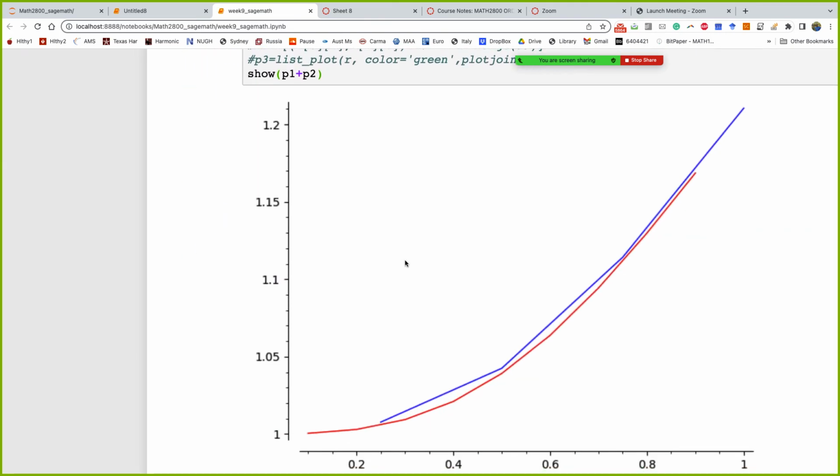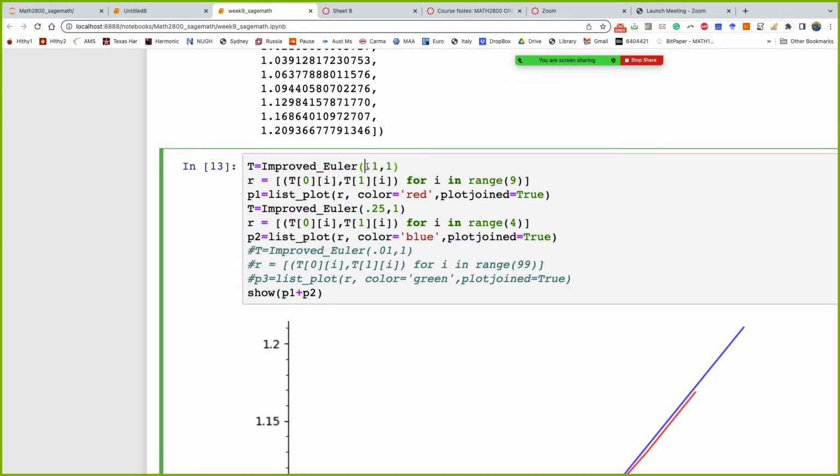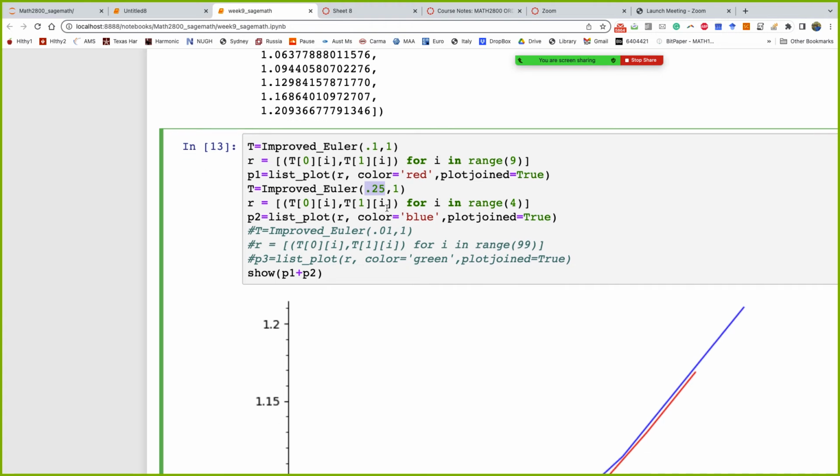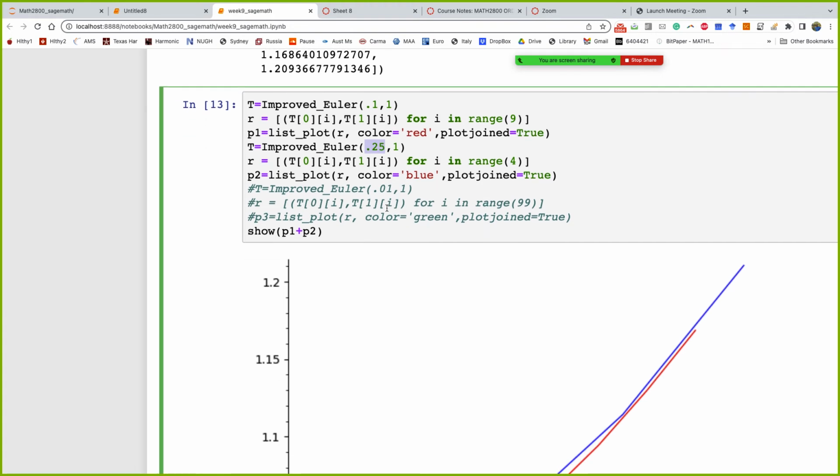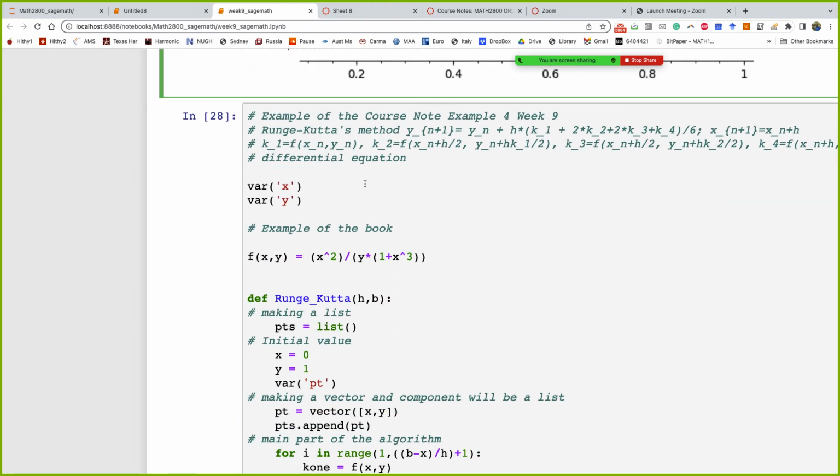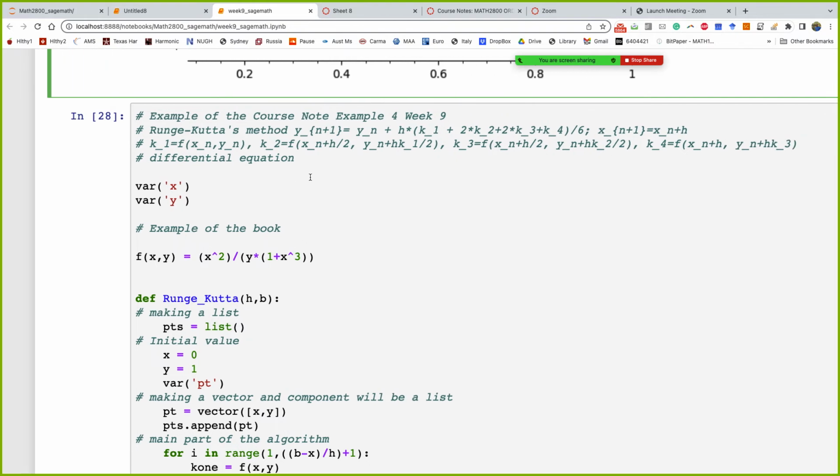Okay, now this one. One time I used h equal to 0.1 and one time I used 0.25. Now let's see another method, Runge-Kutta, which is example 4 of the lecture notes, week 9.